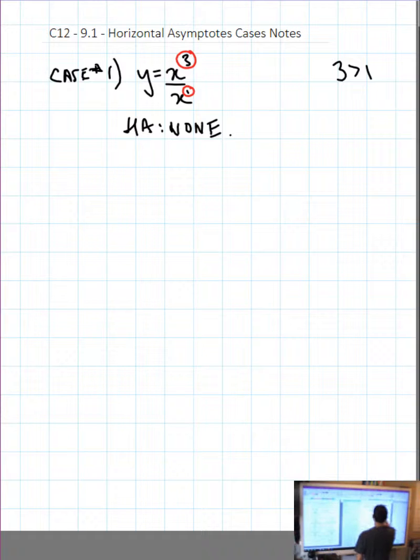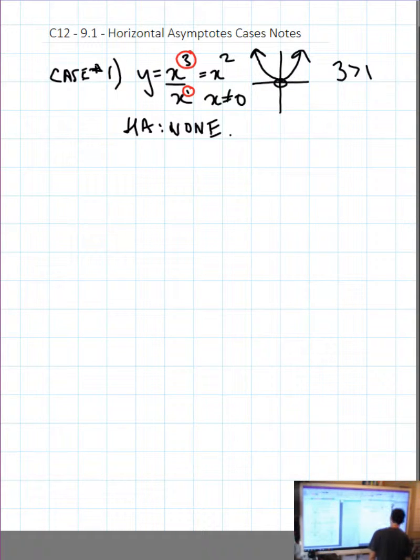That actually simplifies to be x squared, but we have a denominator, so x can't equal 0. It actually looks like a little graph with a hole here and our regular parabola. We're going to talk about holes a little bit later. But outside of that, if the exponent of x is higher on the top than on the bottom, then we have no horizontal asymptote. Let's take a look at case number 2.